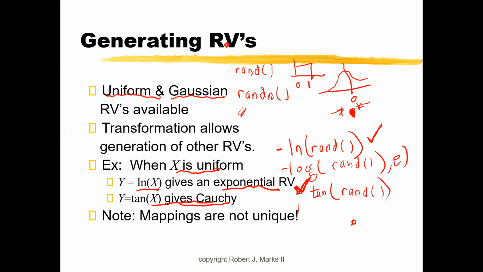Again, I'm sure there's statistics packages which allow you to generate Erlang random variables and gamma random variables and beta random variables and all these other different ones. But this is basically the simple way in which it's performed. And knowing the theory behind it, I think is useful.